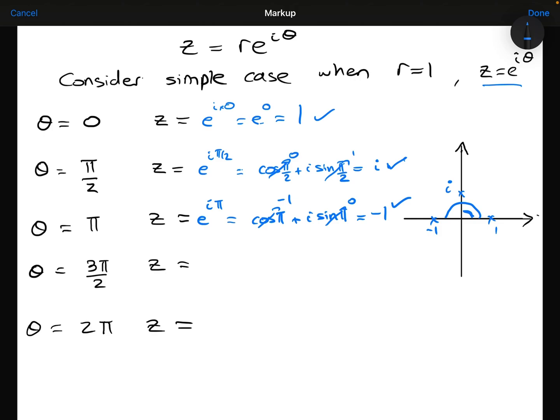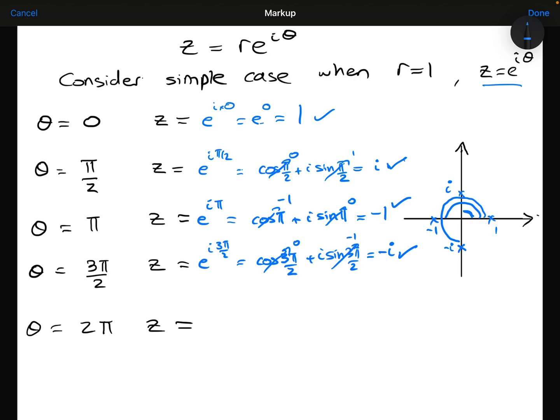Next, if the argument is 3 pi over 2, I'll get cos 3 pi over 2 plus i sine 3 pi over 2. Cos 3 pi over 2 is 0. Sine 3 pi over 2 is minus 1. So I'll be just left with minus i, which again should make sense because if I have an argument of 3 pi over 2 and a modulus of 1, then I will get to the number minus i.